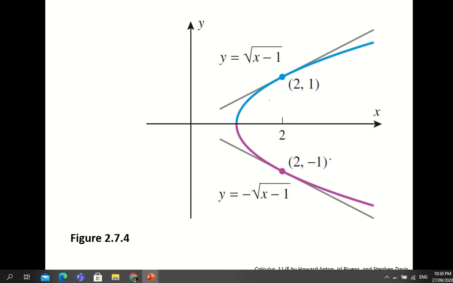Because if you draw the vertical line test, it will intersect at two points of the parabola. But if you consider only half of it, we can consider it as a function, represented by this one or this one for the lower part.